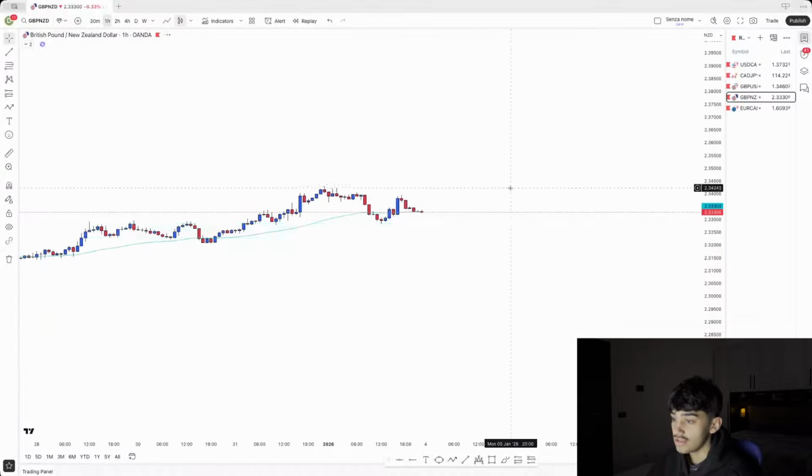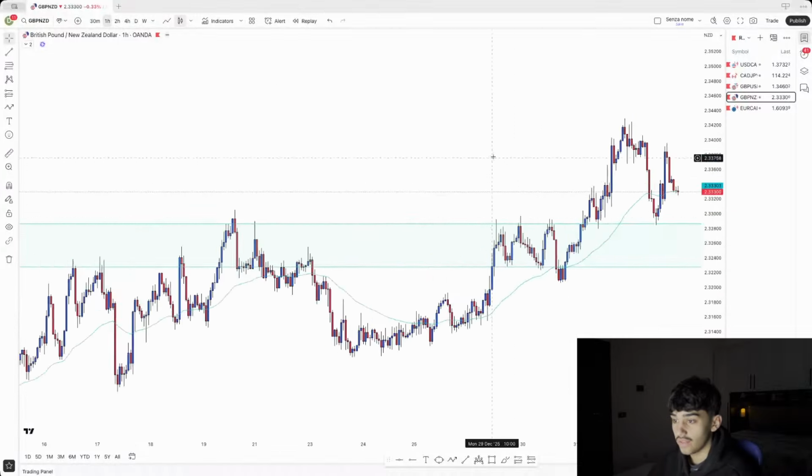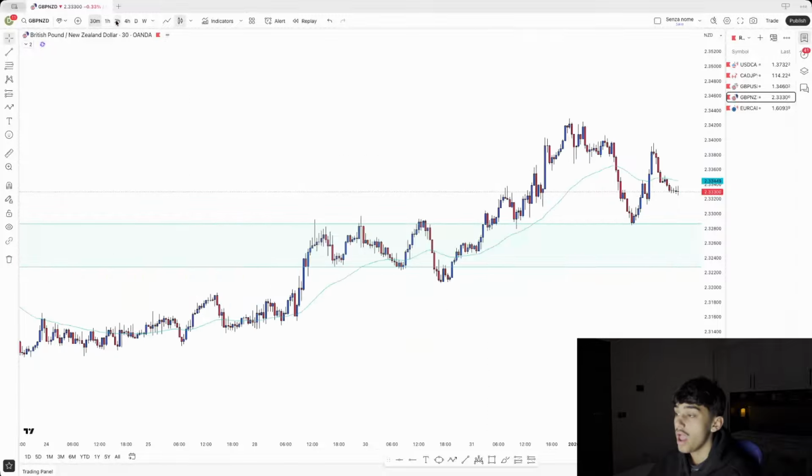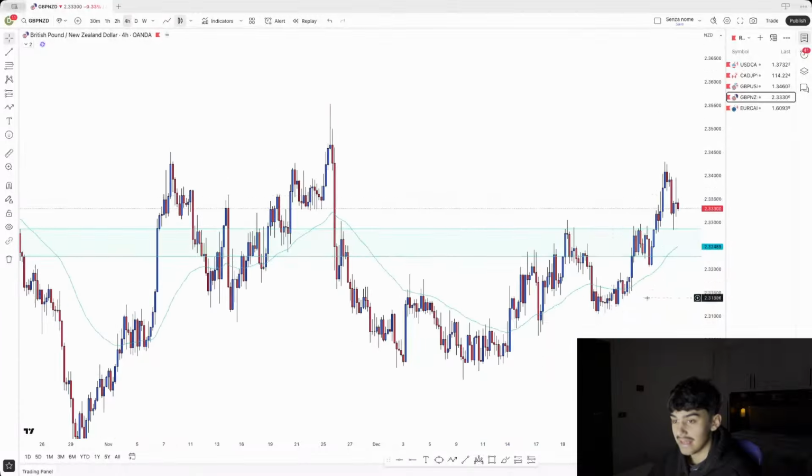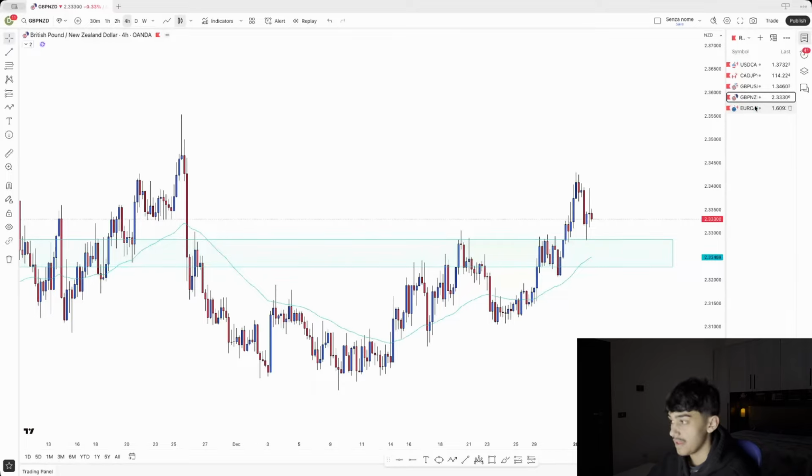Retest to the area of interest, then wait for my shift of structure on the 1 hour or the 30 minutes time frame, whichever one looks the cleanest. So that's it on GBP NZD.